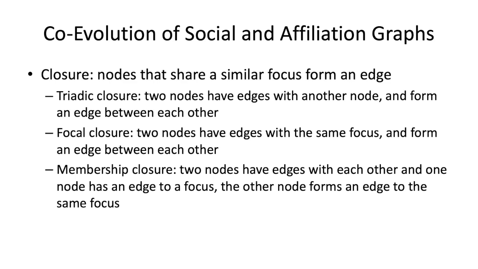So here's why we even brought up affiliation. Well, the social graph and the affiliation graph tend to evolve together. We talked a lot last chapter about triadic closure, where if two nodes have edges with another node, they tend to form an edge between each other. So they have a higher probability of forming an edge between each other. Now we're going to talk about 2 more forms of closure, focal and membership closure. The definitions are listed right here, but there's a little more detail I want to go through, so we'll handle them each one at a time.